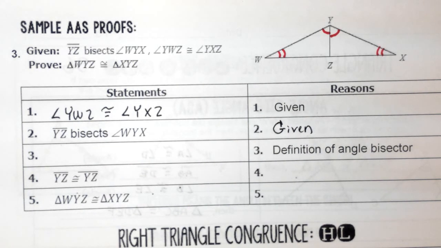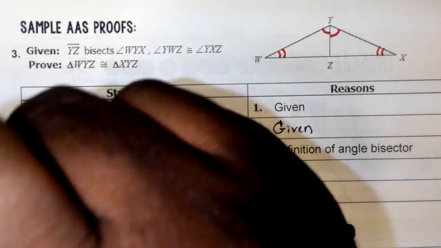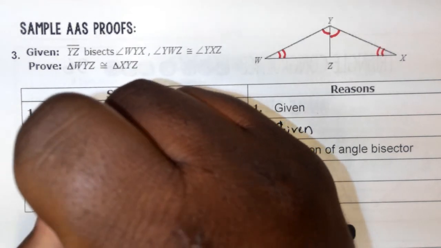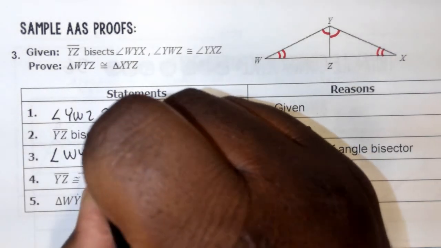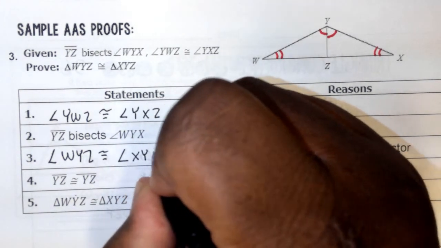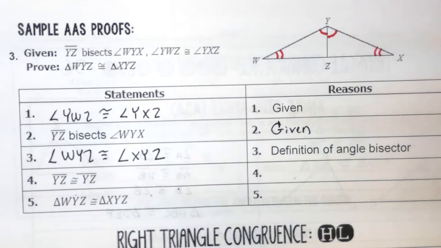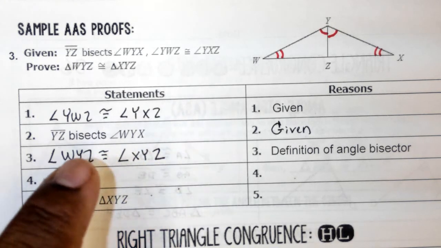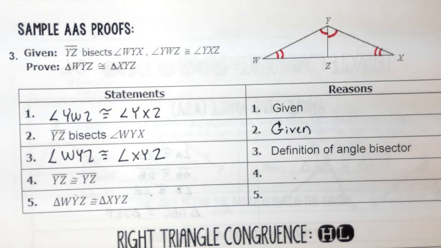Alright. Line 3. Missing is the statement, but they tell you definition of an angle bisector. Rodriguez, what would you write on line 3? Thank you. Angle WYZ is congruent to angle XYZ. This is what Ben told us earlier. We already marked those congruent as well. That's the ones we marked with Ben. So our 2 sets of angles, we already have them marked. We just had to write them in.